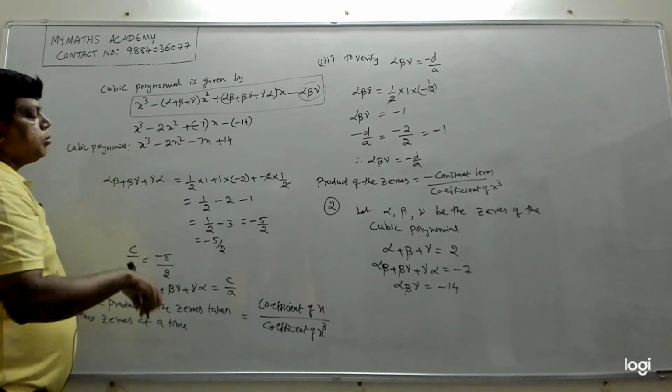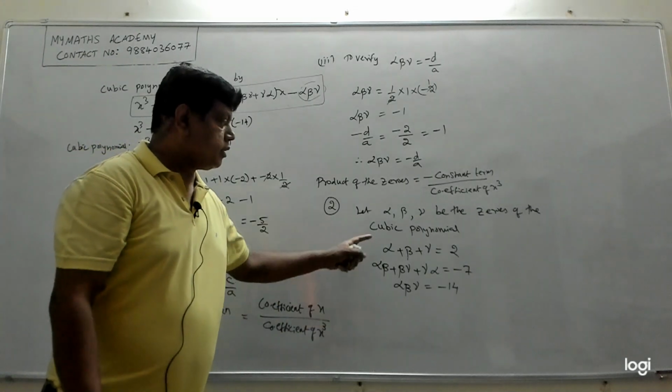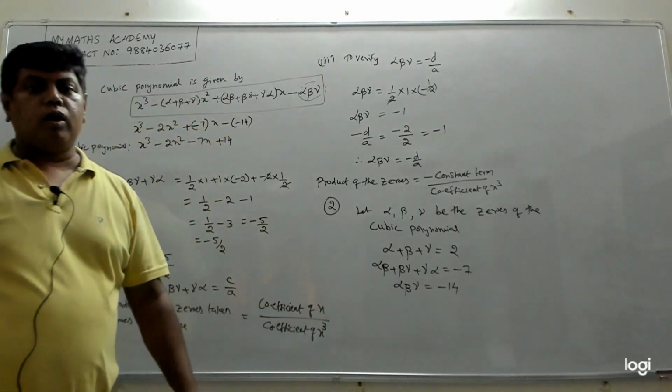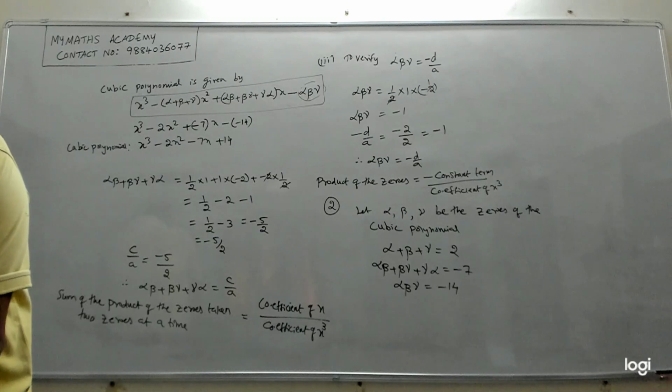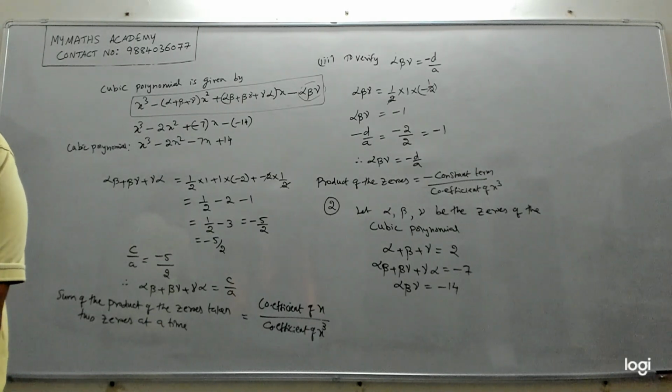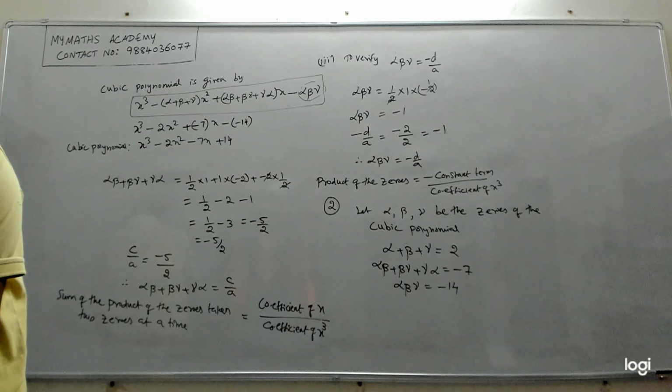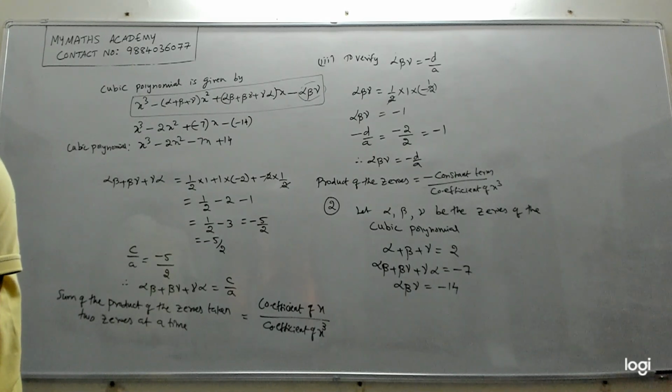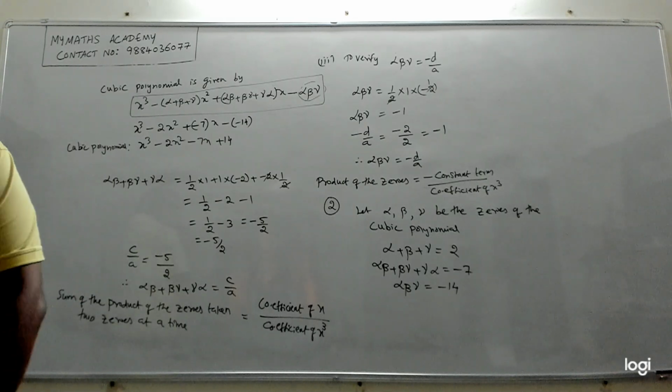So this is your cubic polynomial. This is the required cubic polynomial in which the sum of the zeros is 2, the sum of the product of the zeros taken 2 at a time is minus 7, and the product of the zeros is minus 14. Clear?